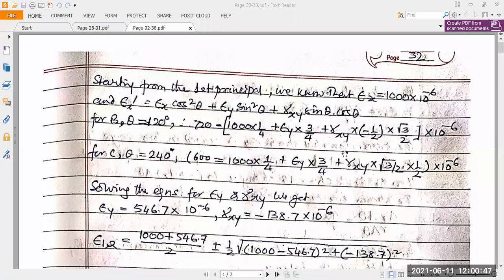Here f psi y and gamma xy are not known. So we have these two equations. We will calculate the equation for f psi y and gamma xy. Thus f psi y becomes this value, and gamma xy is equal to minus 138.73.